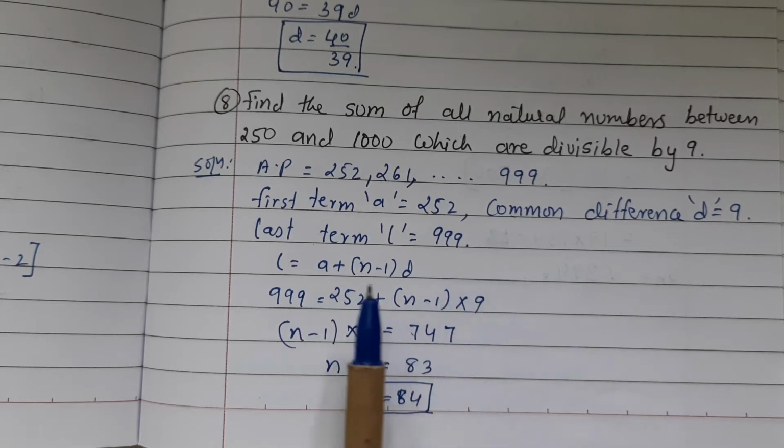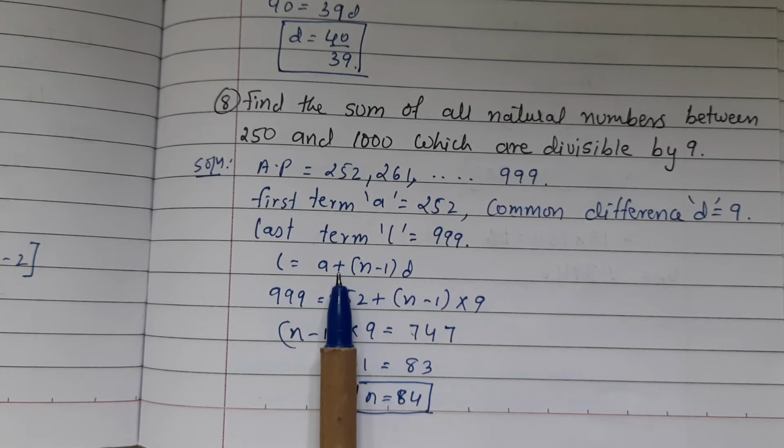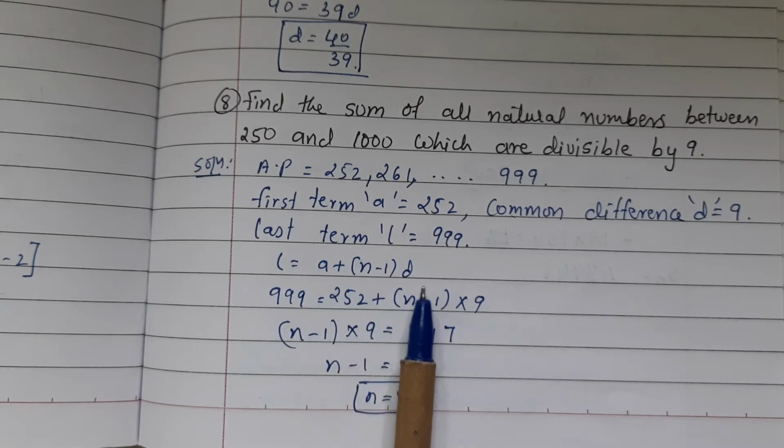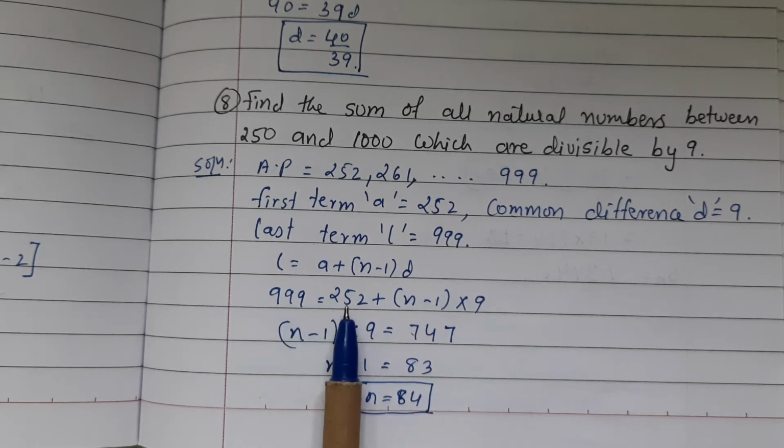To find the number of terms, we will write the formula L equal to A plus n minus 1 D. Substitute the values: 999 equal to 252 plus n minus 1 into 9. 999 minus 252 is 747. N minus 1 into 9 equal to 747. Divide by 9 on both sides. N minus 1 equal to 83. N equal to 84.